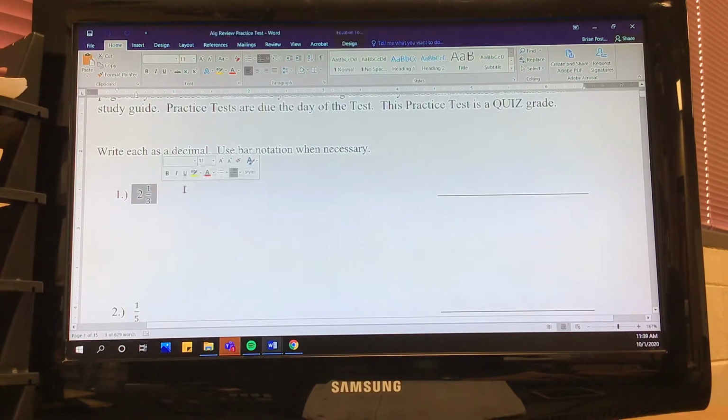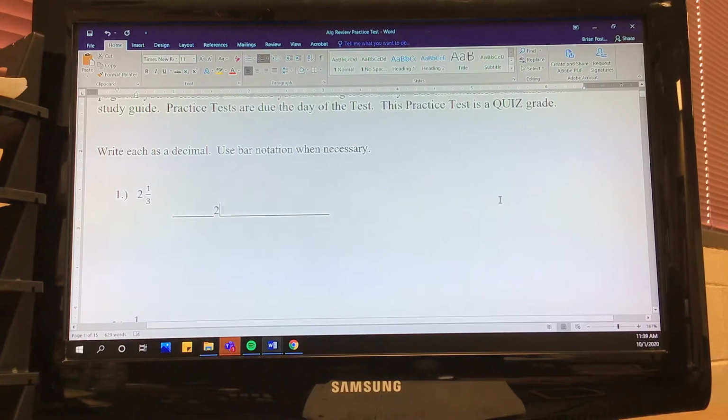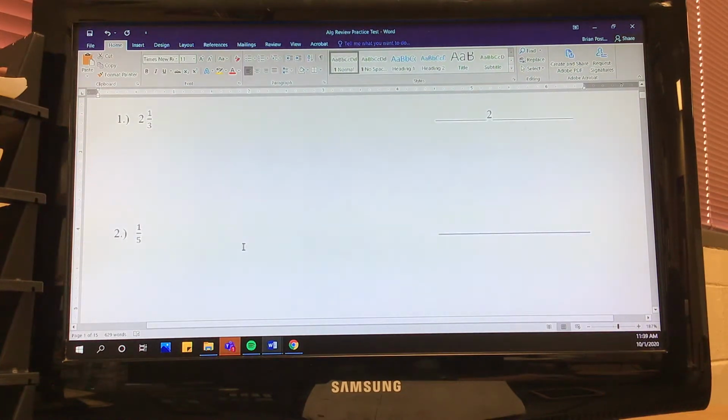Write each as a decimal. So again, you need to take the 2. This 2 right here just goes in the final answer. And you put a 2, and then you do the 1/3. You need to divide out 1/3. So do long division. I need to see the work on this here. If you're not showing the work, you guys won't be getting the credit.